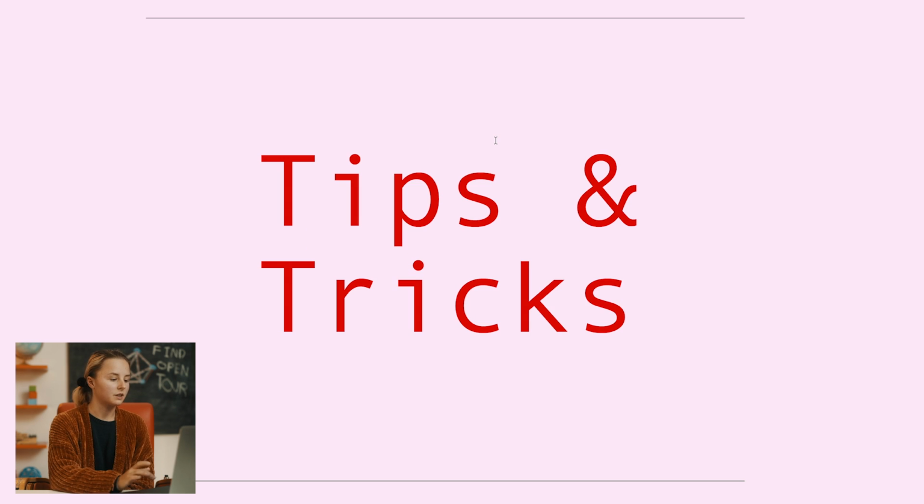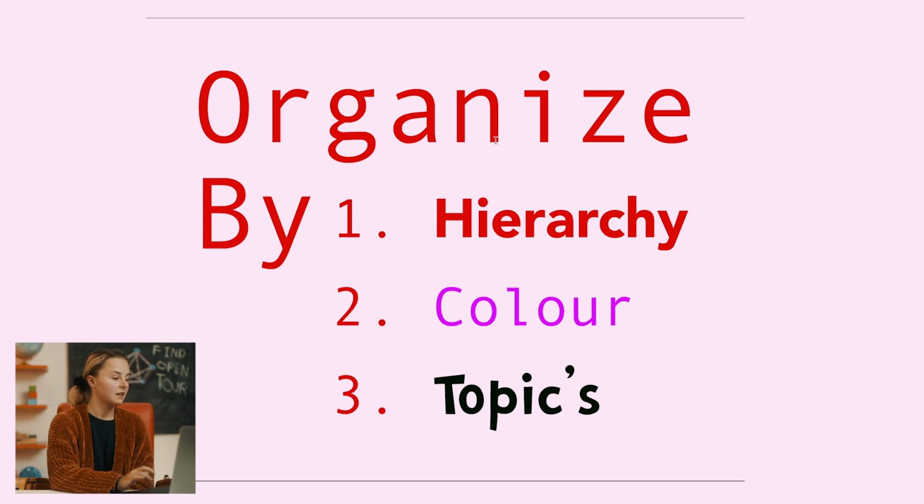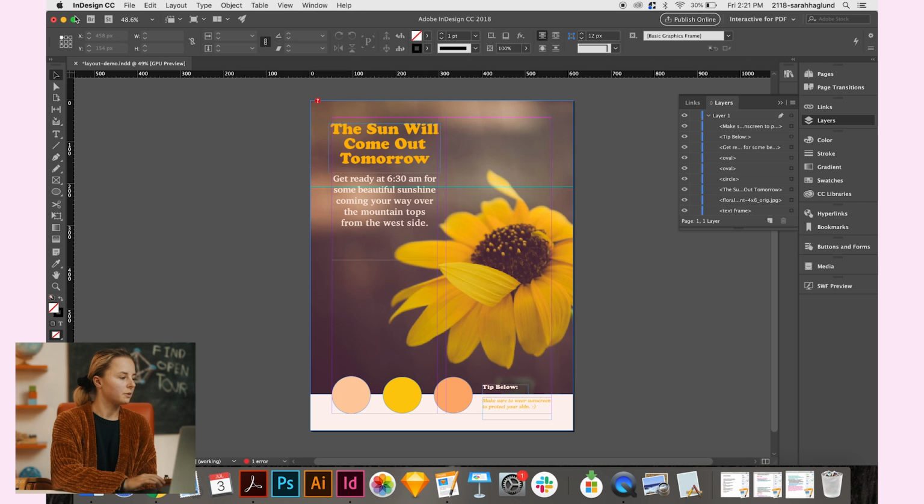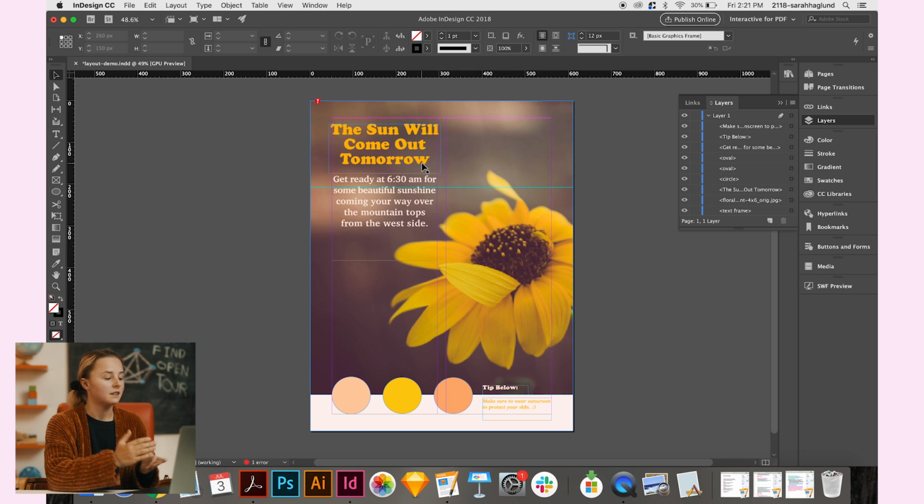So now we're going to talk about some tips and tricks, and I'm going to show you guys a little example that I have. So we can organize by hierarchy, color, and topics. So let's try it out. So I'm going to open up my program here. And so this is InDesign, and this is a program that's heavily used for creating layouts and grids.